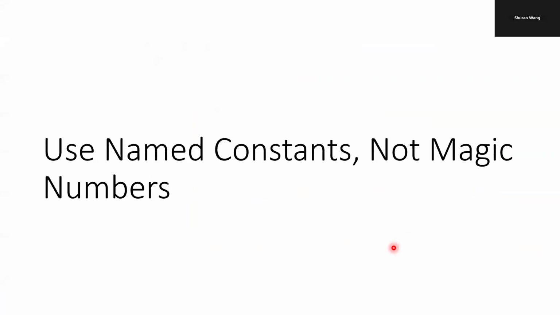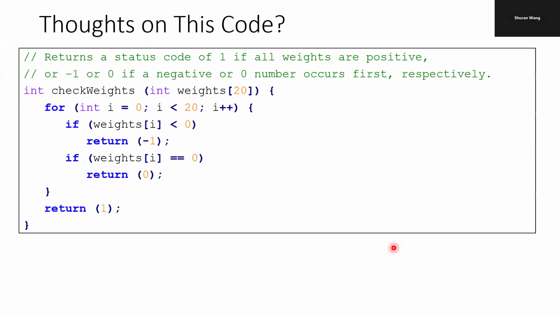The next very big thing for coding style is to not use magic numbers. We keep emphasizing this, but every year I'll see someone using magic numbers in their code. Use named constants, not magic numbers. In this code, we have 20 samples. We are looking for, if they're positive, we return 1. If they are negative, -1, or 0, or 0 numbers.